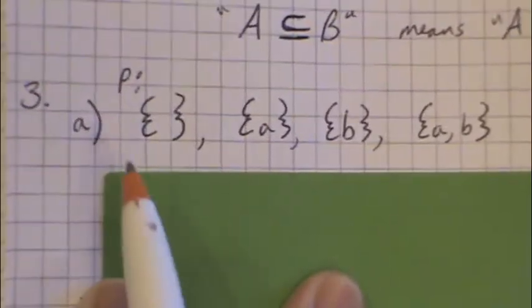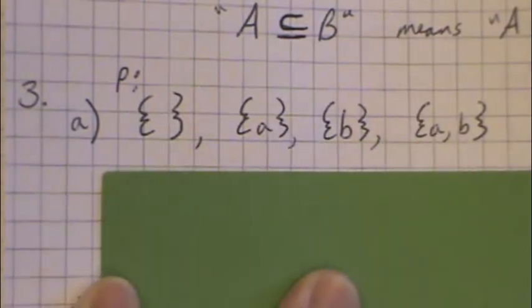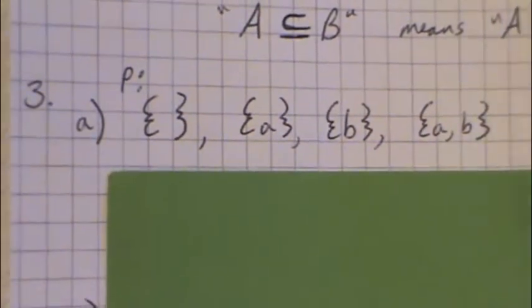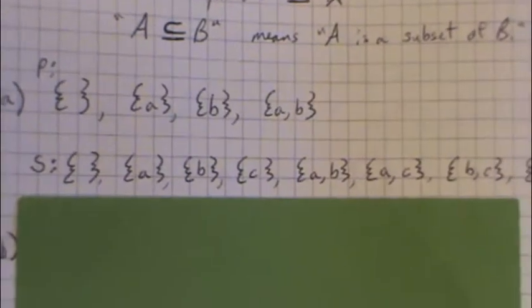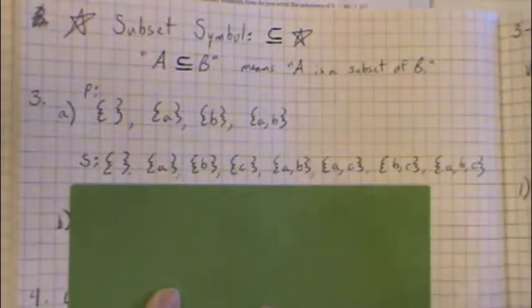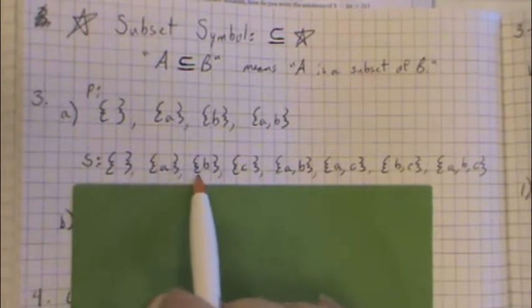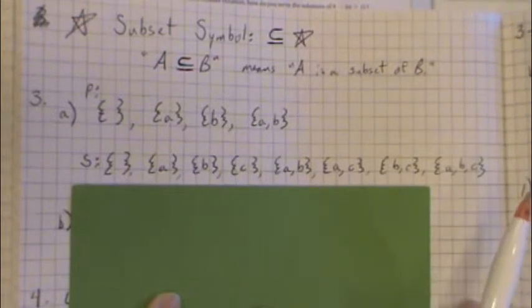So your list of subsets for set P ought to look like this. There are 1, 2, 3, 4 of them. Your list of subsets for set S ought to be quite a bit longer. I guess I better zoom out. There we go. Almost all of them. Okay. 1, 2, 3, 4, 5, 6, 7, 8 subsets of set S.